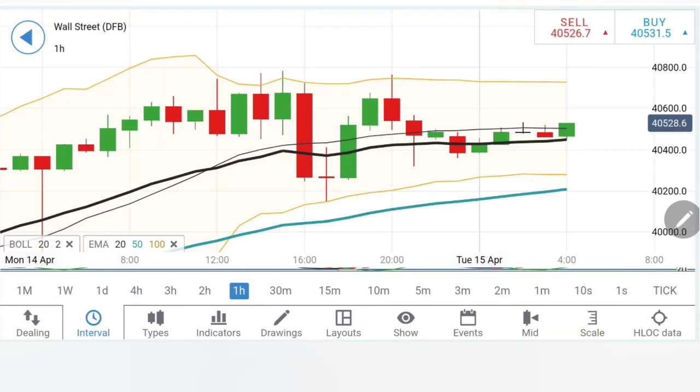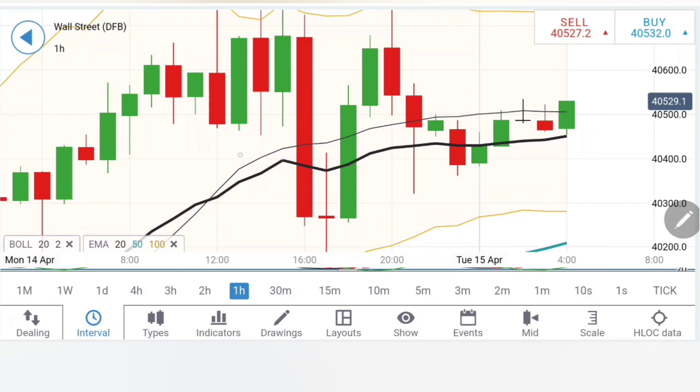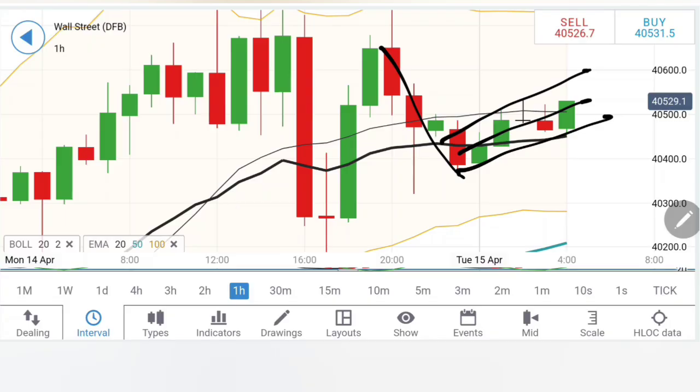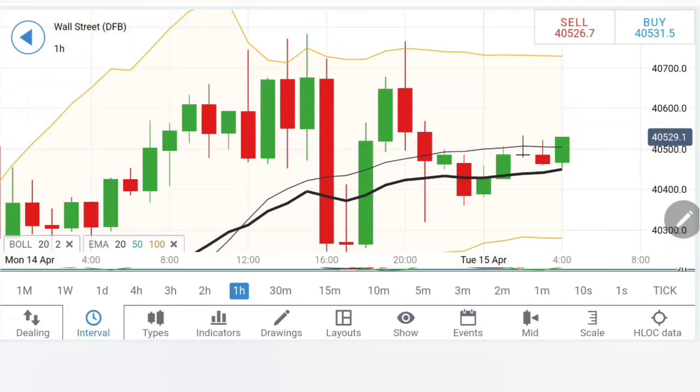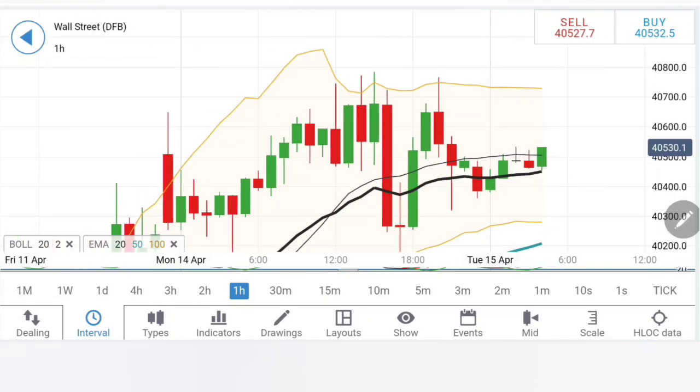See, US30 here also seen taking support from 20 period and trying to bounce back. Higher lows and higher highs are seen. After this drop, it is under retracement. Very, very important for US30 to trade beyond 40,700, 40,800 zone. Look at the resistances it has got here, and thus only above 40,700 and 800 you can confirm that US30 is turning bullish.